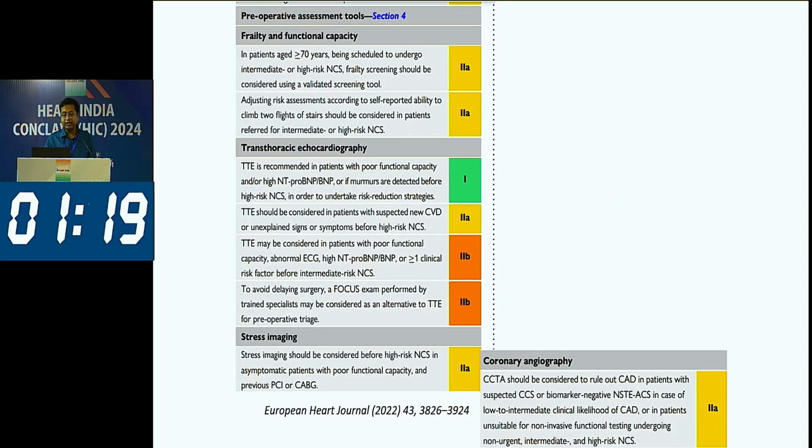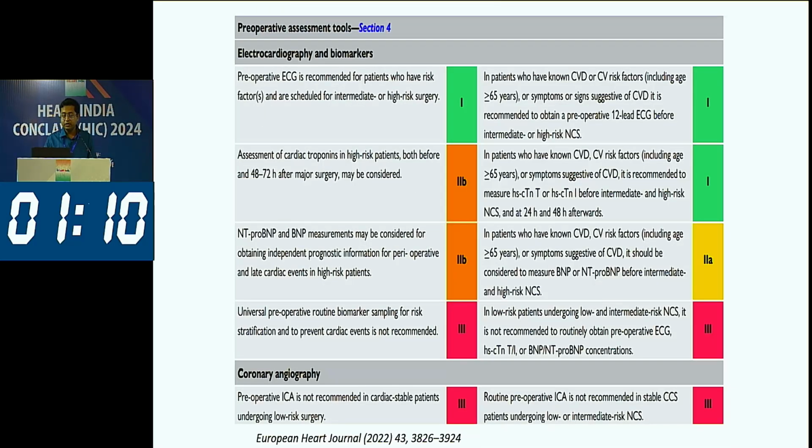This is the frailty and functional capacity. Transthoracic echo is only required if there is a murmur detected and high risk non-cardiac surgery. And preoperative ECG is recommended for a high risk patient and for a patient with intermediate and high risk surgery.